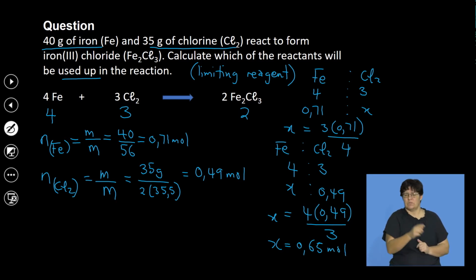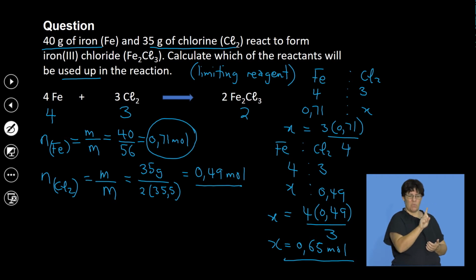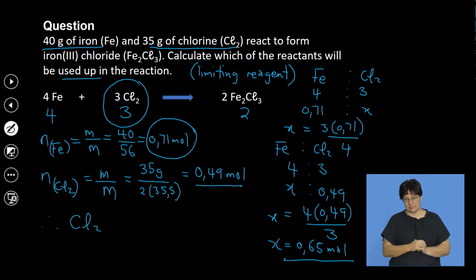Now, what are we saying? We are saying that if all the 0.49 of chlorine reacts, how much iron is needed? It's 0.65. Already, how much iron did we have? We've got 0.71. It means all the chlorine will react, and some of this 0.71 moles will react, and some of it will be left. So, in other words, chlorine is our limiting reagent. Therefore, chlorine gas is the limiting reagent.